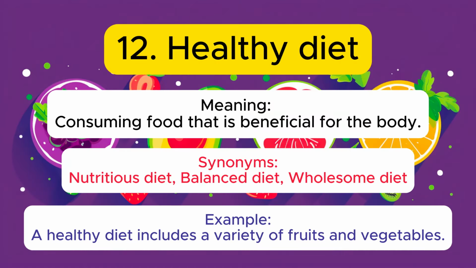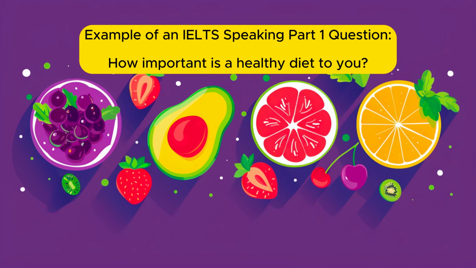12. Healthy diet. Meaning, consuming food that is beneficial for the body. Synonyms: nutritious diet, balanced diet, wholesome diet. Example: a healthy diet includes a variety of fruits and vegetables. Example of an IELTS Speaking Part 1. Question: how important is a healthy diet to you?